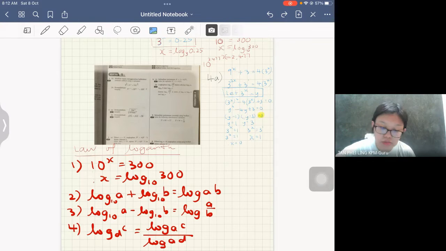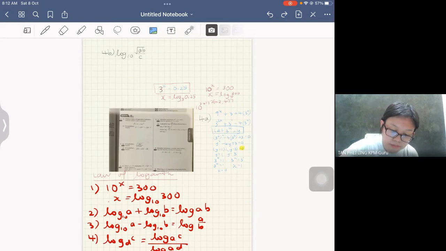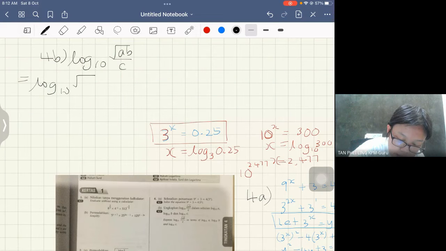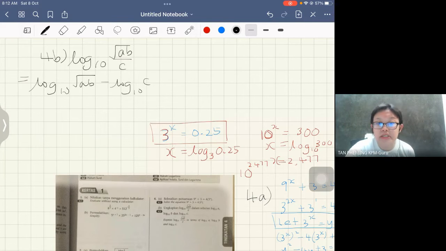Okay, so we're going to open up this part. So you have 10A, this one. Let us open it up, it becomes log base 10 of your square root AB, right? Then minus log base 10 of C.